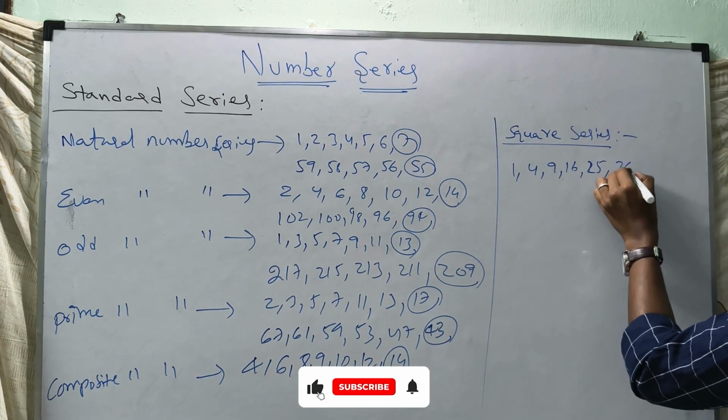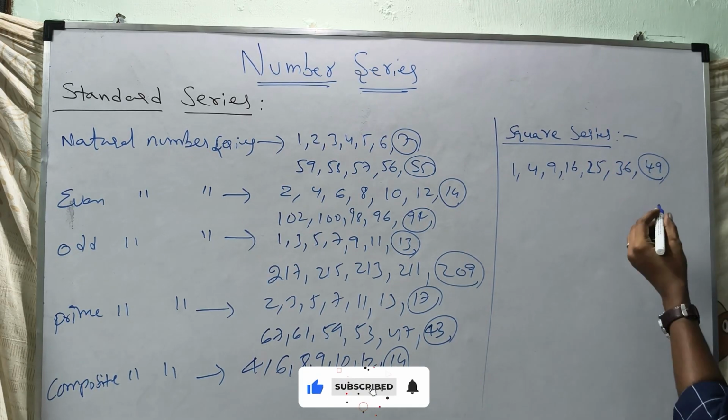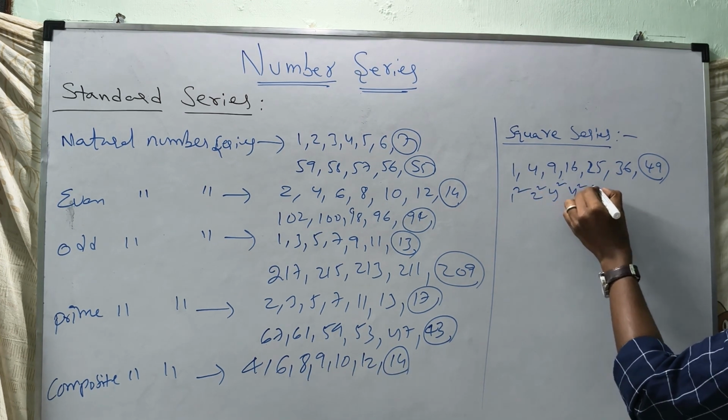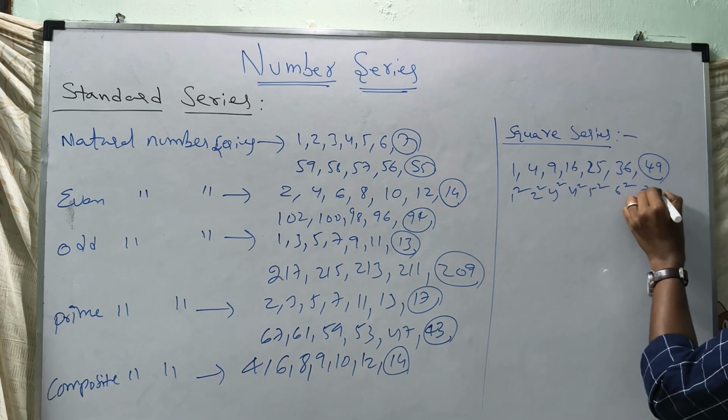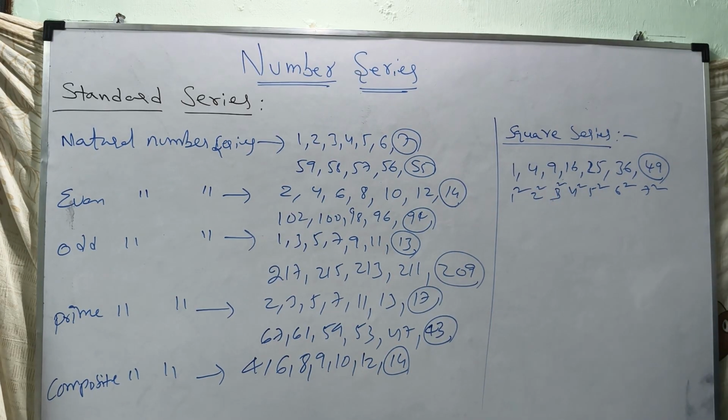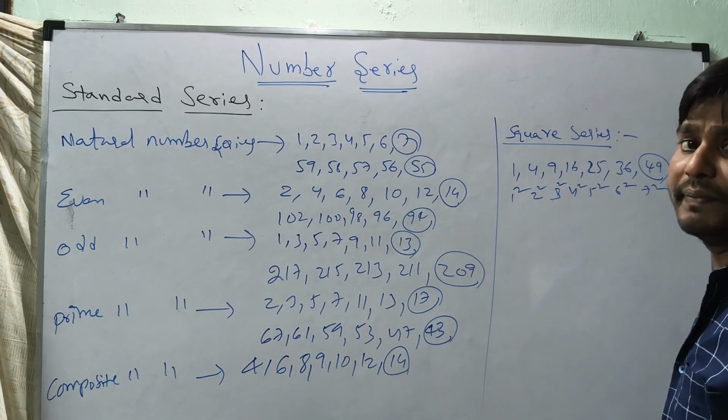25, 36. What is the next term? 49. Easily you can tell. Why? Because it is 1 square, 2 square, 3 square, 4 square, 5 square, 6 square. Next would be what? 7 square. Clear? It is in the order. Otherwise, they may give multiples of any particular number squares.